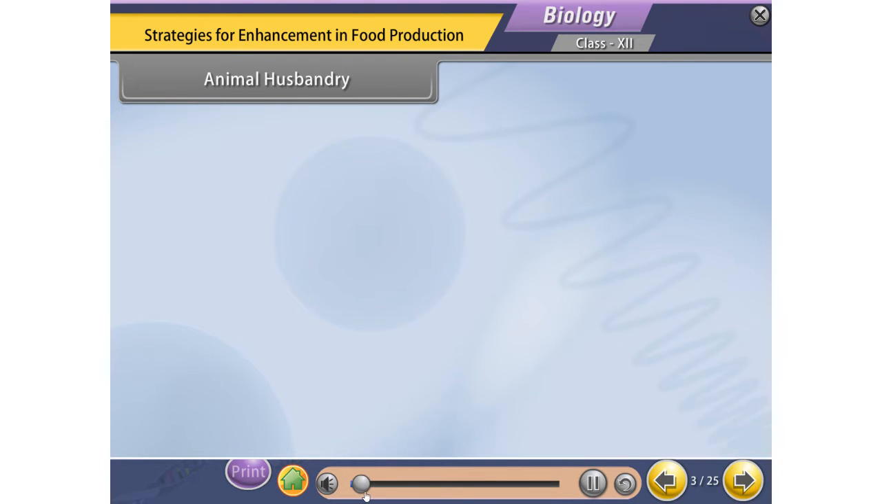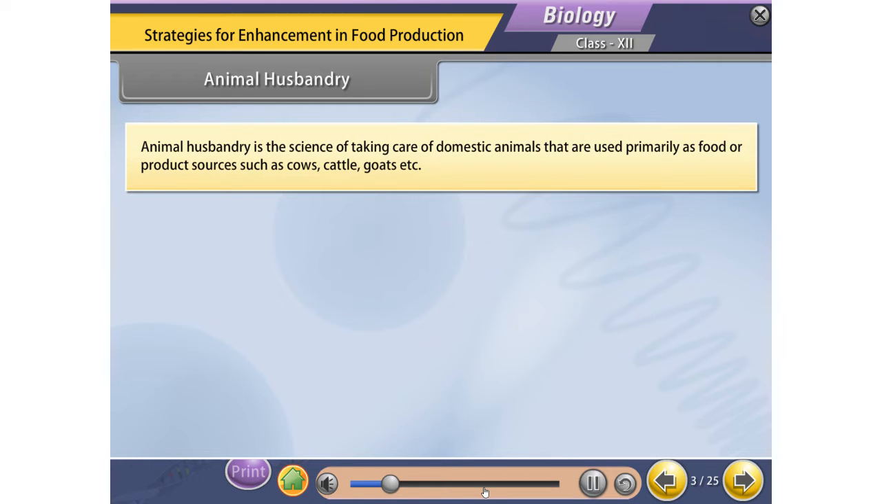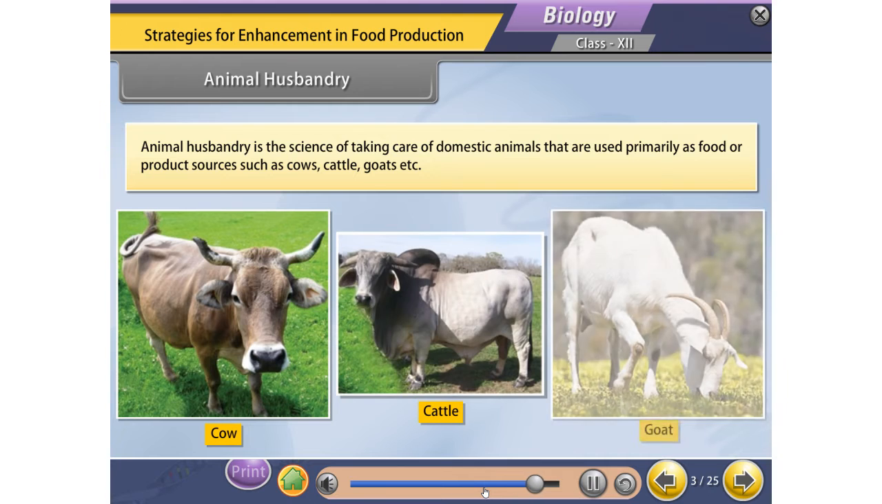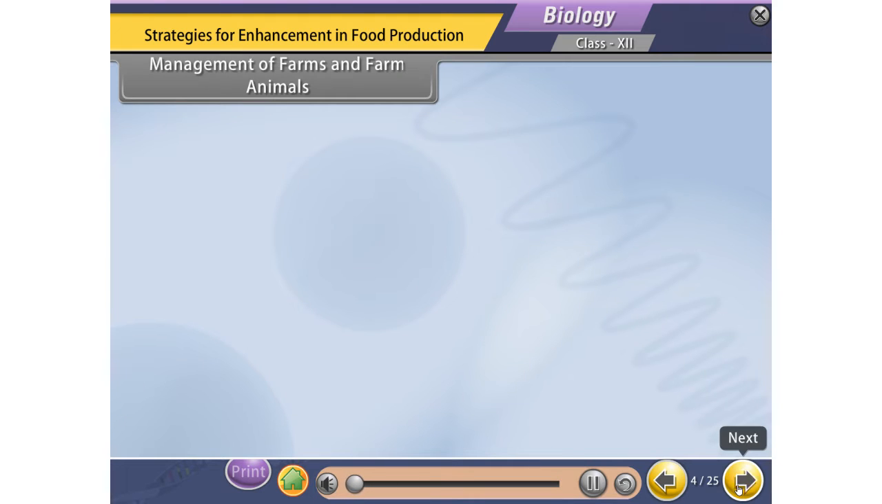Objectives: Animal husbandry. Animal husbandry is the science of taking care of domestic animals that are used primarily as food or product sources such as cows, cattle, goats, etc. Management of farms and farm animals.